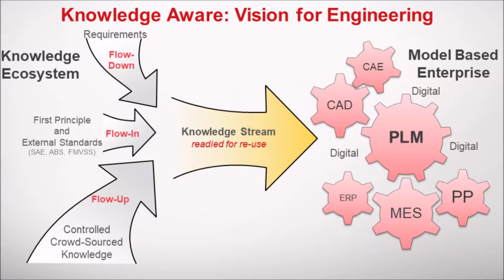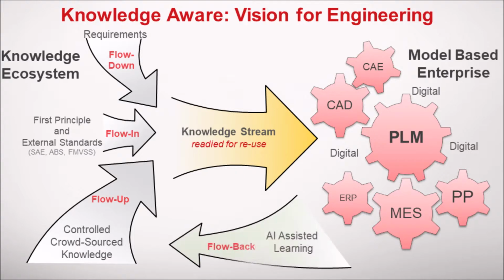So what we want the flow model to do is not only to integrate flow up and flow down and flow in, but also ensure that the stream of knowledge coming into the model-based world is consumable by models and usable, leverageable by these models.